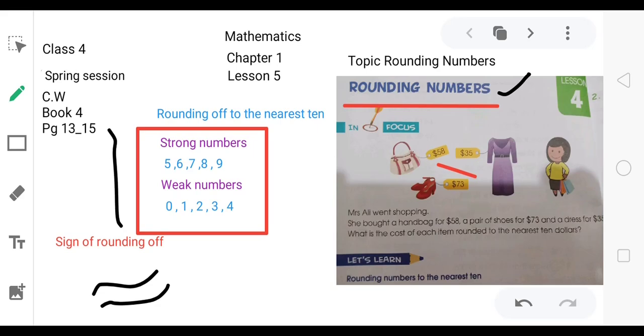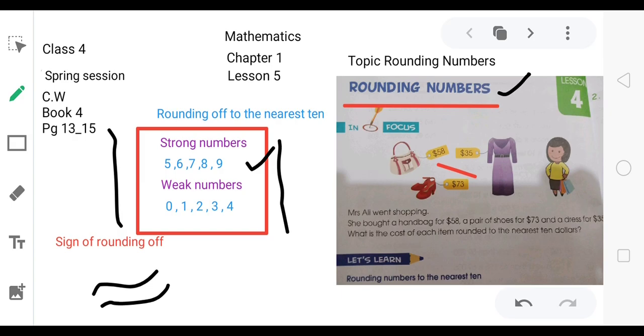In rounding of numbers, you have to first of all round off numbers to the nearest 10. It is your basics, so you have to start from the tens. In tens, keep in mind these things. There are two types of numbers, the strong numbers and the weak numbers. Strong numbers are 5, 6, 7, 8, 9. And the weak numbers are 0, 1, 2, 3, 4.